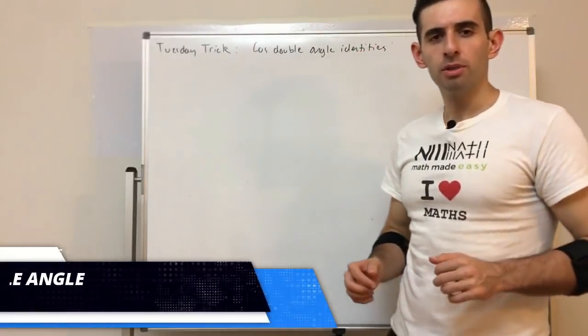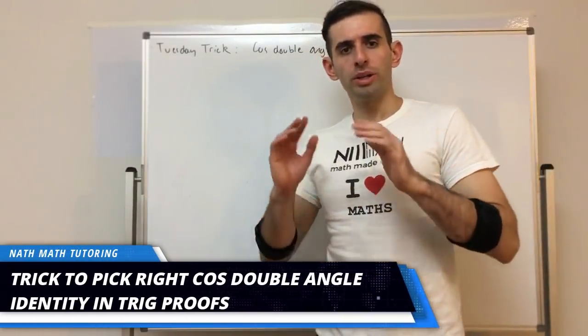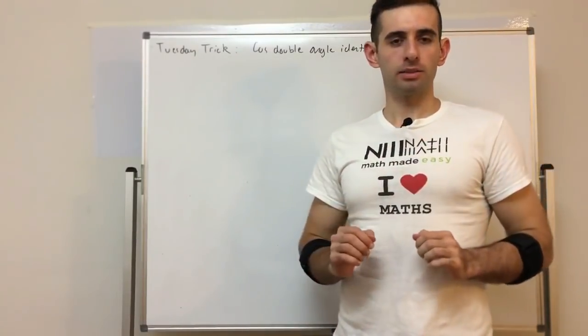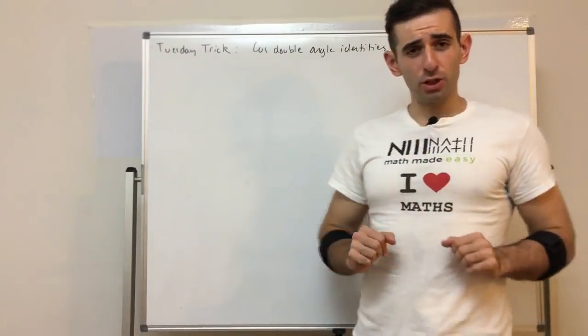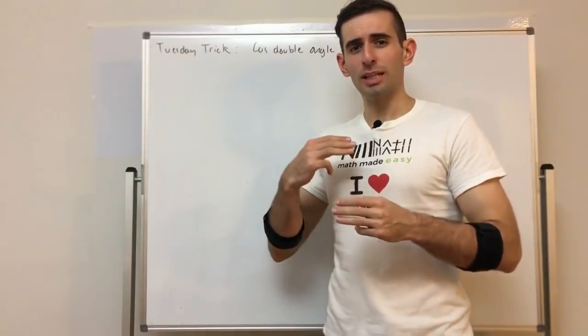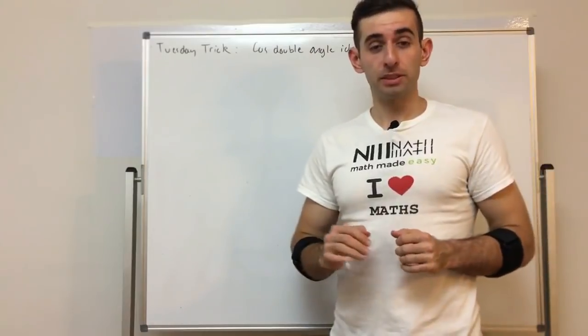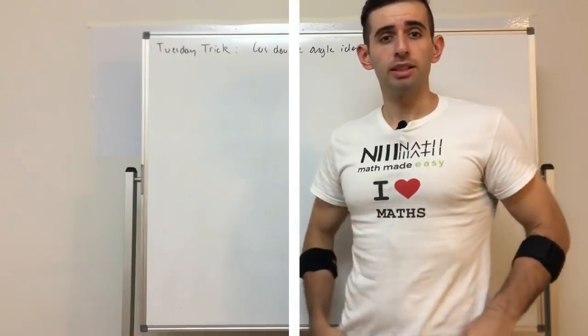Hey guys, and welcome to another Tuesday trick, where today we'll be looking at cos double angle identities and picking the right one, right? So there's 3 different cos double angle identities, which makes it quite tricky when knowing which to pick. So when it comes to trig proofs, there is a simple trick. So let's kick off.